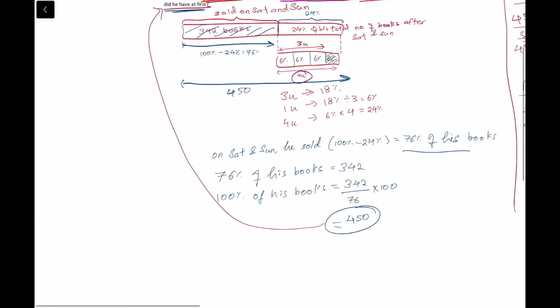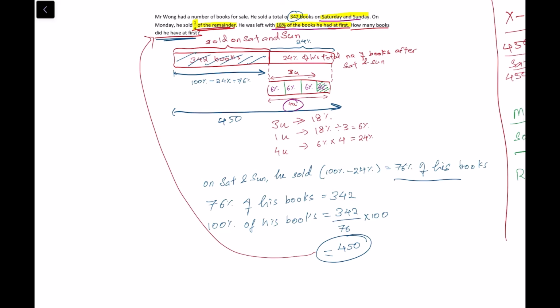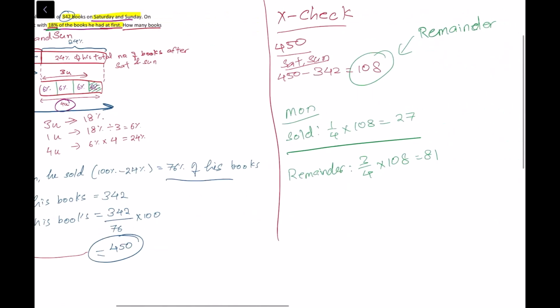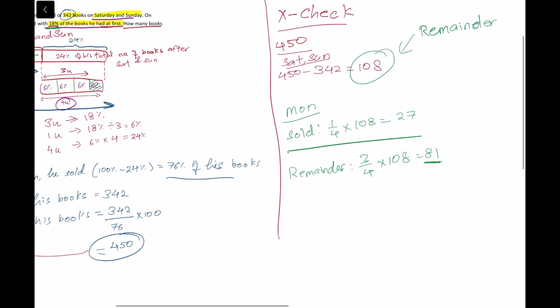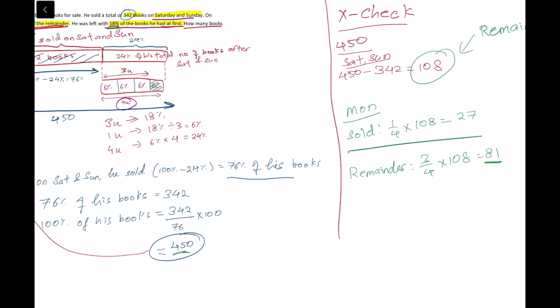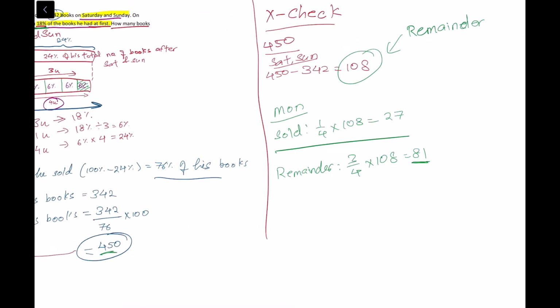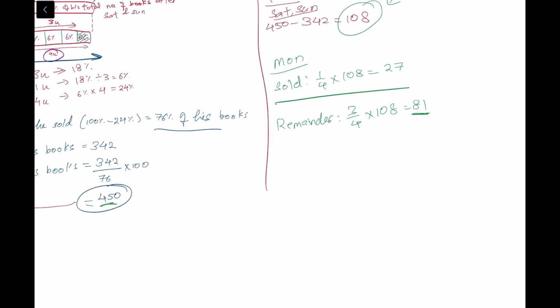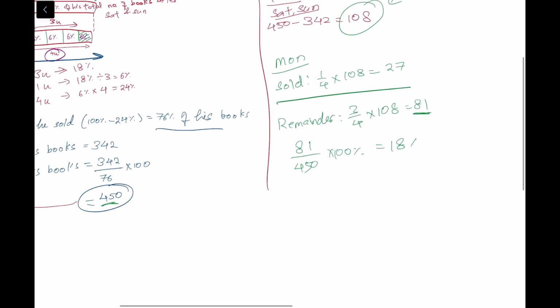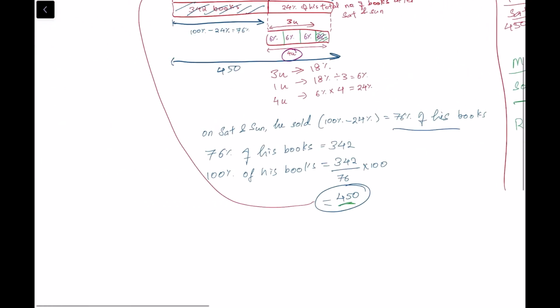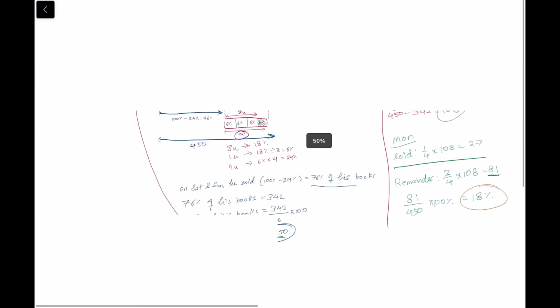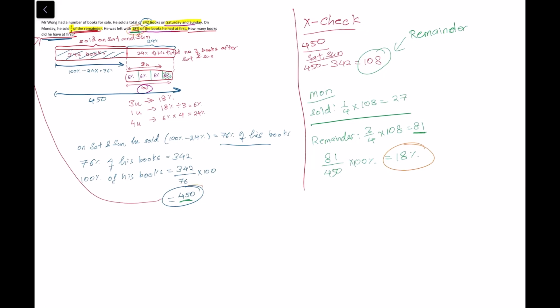Now he was left with 18% of the books he had at first. So we have to see whether 81 is 18% of 450 or not. If it's not, then our answer is wrong, but if it is, then our answer is correct. So all we have to do is 81 over 450 times 100%. This would give us 18%. Yep. Now that this value matches with the value in the question, our answer is correct. So the answer is 450.